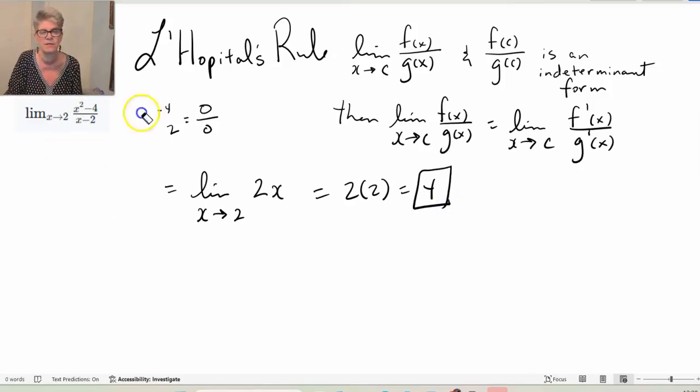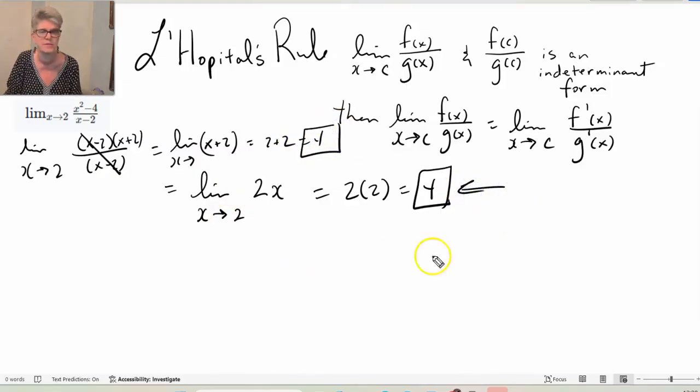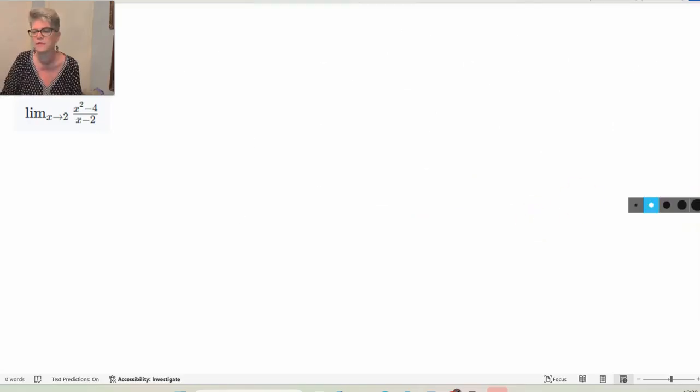Now, yes, we could have solved this by factoring. We certainly could have solved this by factoring, because the numerator does factor to x minus 2 times x plus 2. And so I can cancel the x minus 2's because x is approaching 2. It's not equal to 2. If it were equal to 2, I couldn't cancel because I'd have 0 over 0. So I'm just saying that I could have also solved it this way and gotten the same answer, but this is using L'Hopital's. All right, so let's move on.